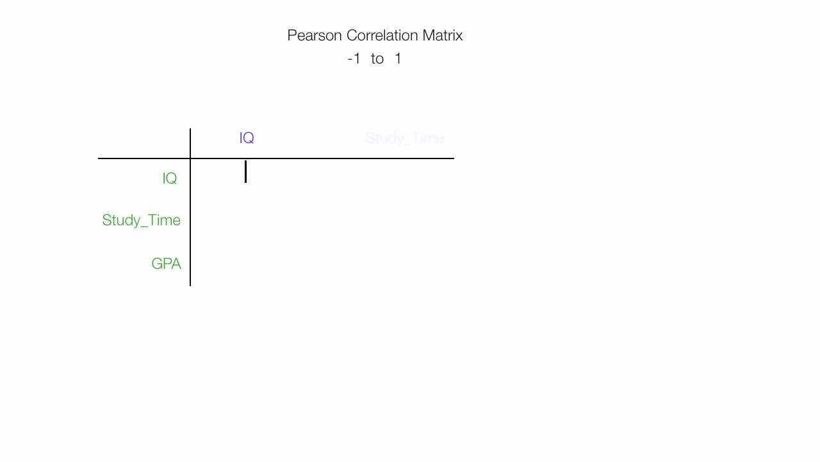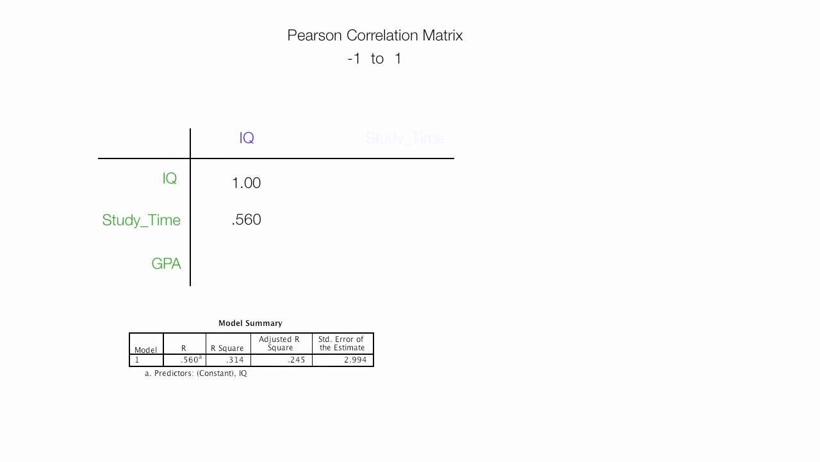So the relationship between IQ and IQ, of course, is 1. IQ predicts IQ pretty well. I don't know why that's in tables, so they just put it there. IQ predicts study time, and that Pearson R is going to be 0.560. And that's where that comes from right there. And you're thinking, where did that come from? So let me just show you that real quick.